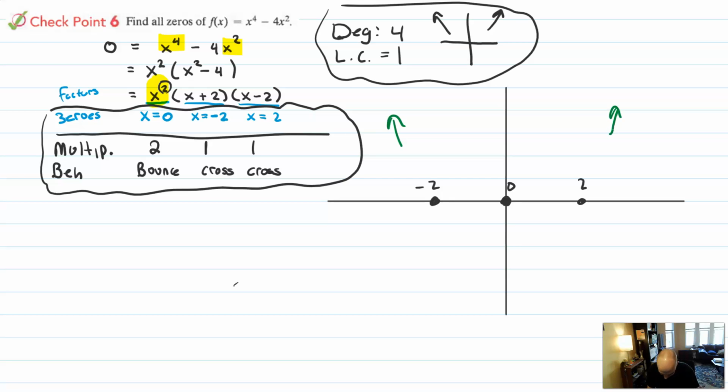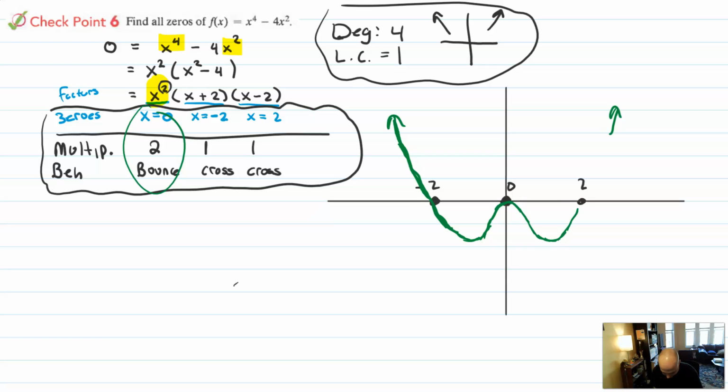So at -2, we're going to cross the axis. So come down, smooth curve, cross. Ooh, pen's being wiggly. Cross the axis. Then turn around, come towards 0. And at 0, we have to bounce. So we're going to get up to 0. Bounce back off, then turn around, go for the next one.